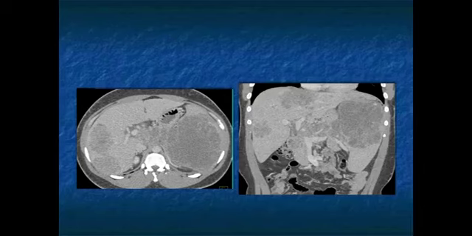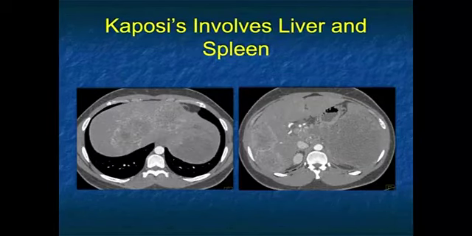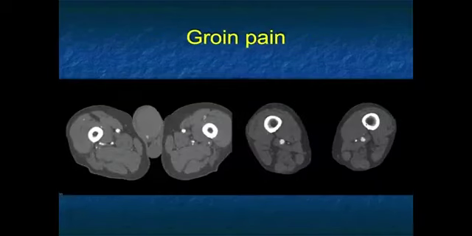You're not thinking sarcoid because it's too mass-like, and the vessels and the changes in the liver are not sarcoid, which is hypovascular. This was Kaposi sarcoma. Kaposi's can involve the liver and involve the spleen and can be very vascular.